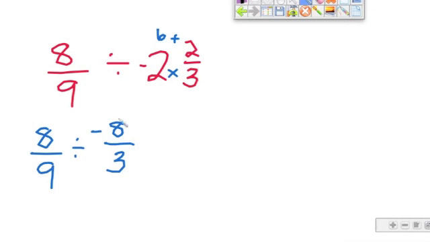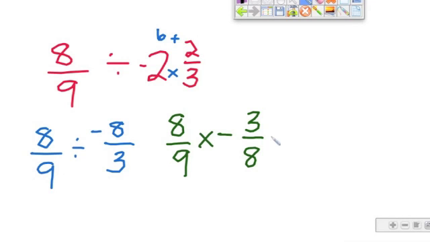Now I can flip this second fraction and change my sign. So I'm going to keep the first one, change the sign to multiplication, and flip this guy upside down. Hopefully that didn't go too fast for you. Now we just multiply straight across. First let's take care of our sign. A positive and a negative is going to give me a negative answer. 8 times 3 is going to give me 24. 9 times 8 is going to give me 72. And I know I can reduce this down to 1/3.